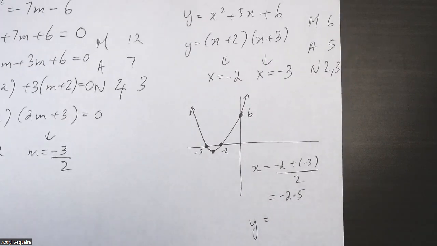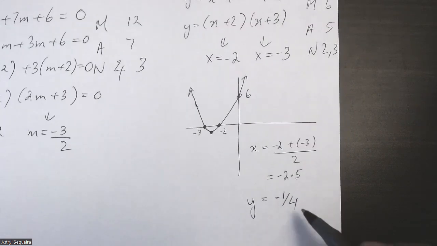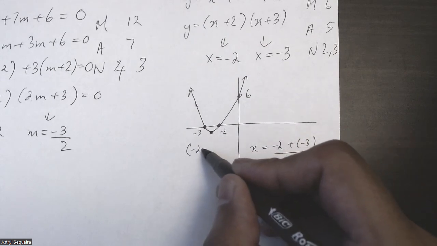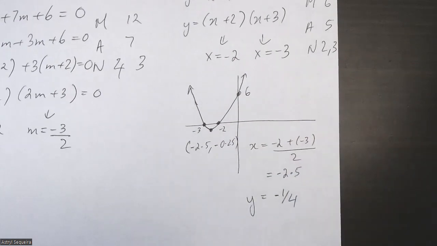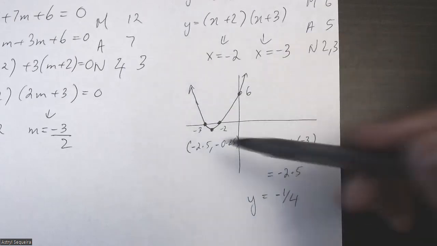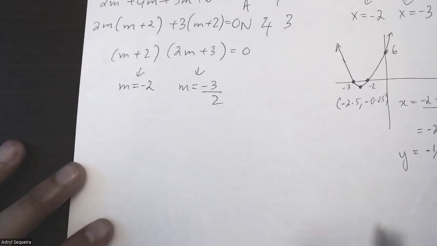So I'll do that in my calculator. And I get -1/4, basically -0.25 if you want to write that as a decimal, because it's not good to have a decimal and a fraction. So -2.5 and -0.25 is the vertex. So pretty easy there to figure out everything. That's an accurate sketch of that. Let's do another example really quick.